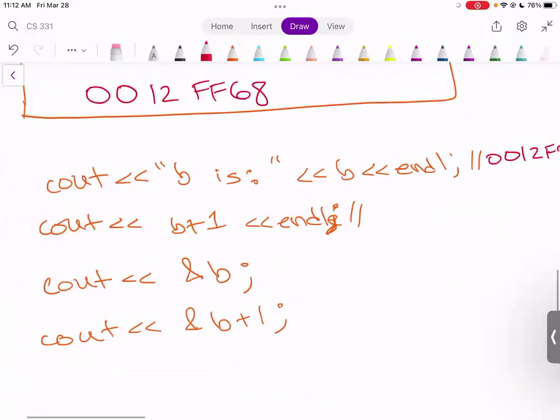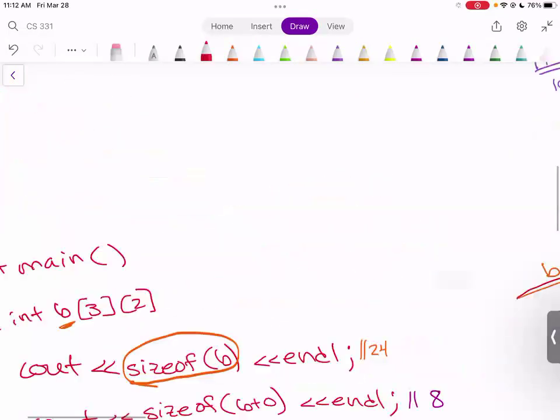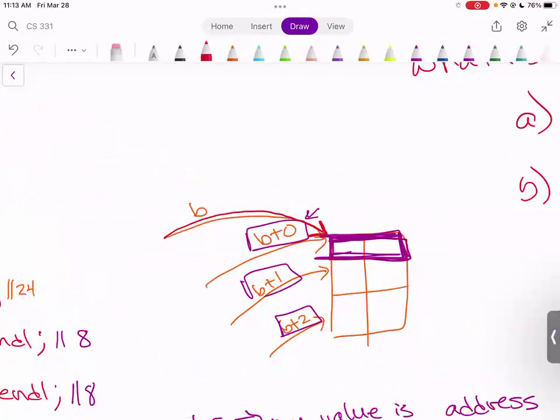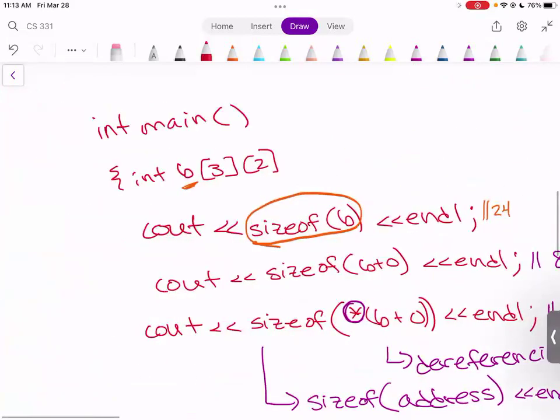Wait, so what if I would do b plus 0? What would I get? Just write b plus 0. Like b is b plus 0. You'll get the same answer as the address of the array. You would get the same answer, yeah, because b plus 0 points to the first row, which happens to be the beginning of the array. Would it be the same thing with b plus 1 also? No, b plus 1 would be different, and we're going to get to that in a second. But b and b plus 0 would have the same address. Got it. Okay.